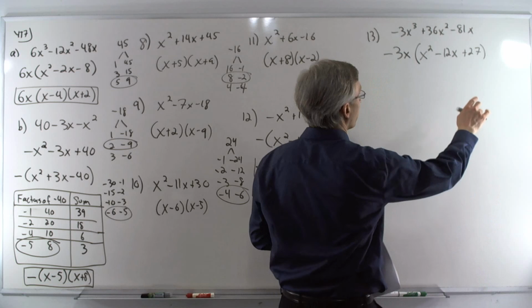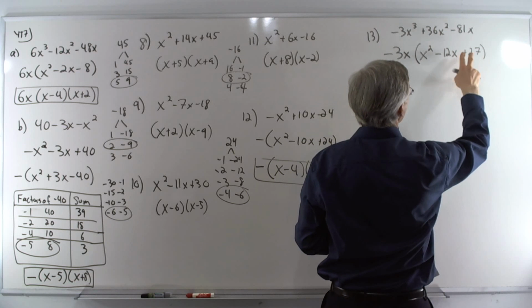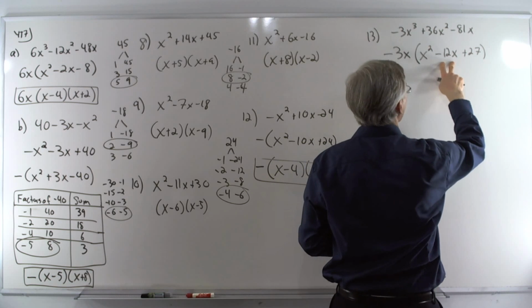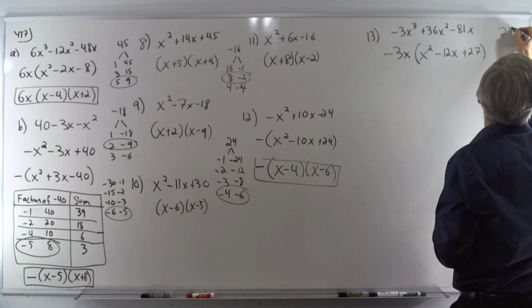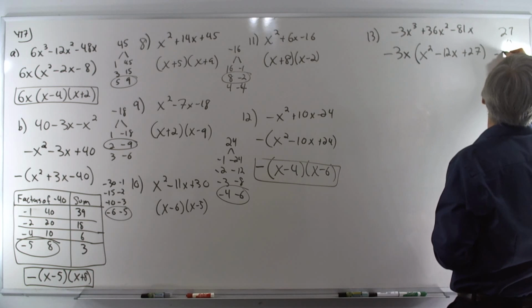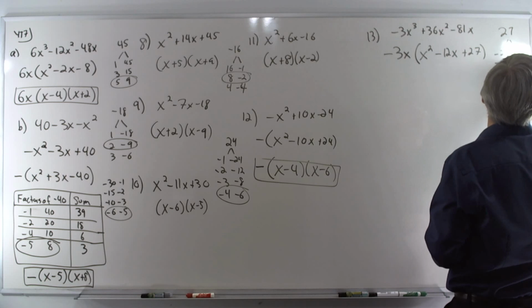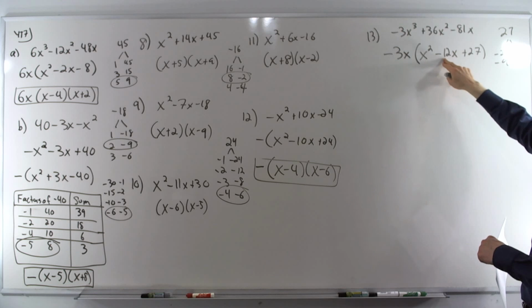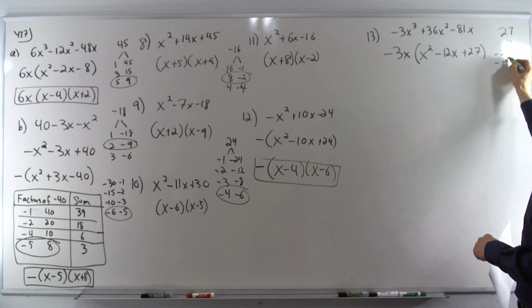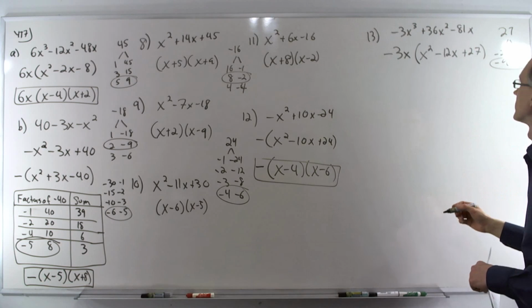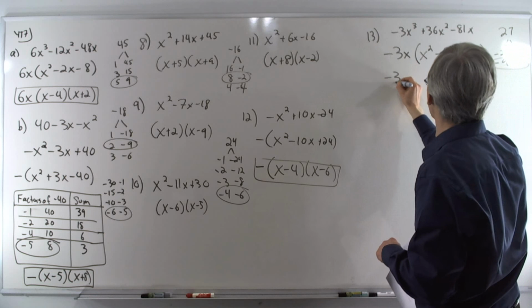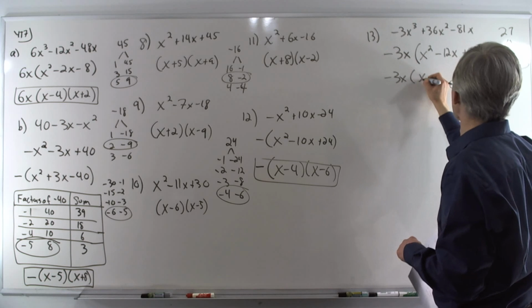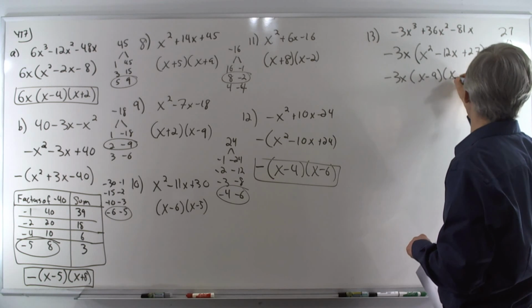All right, now we need two numbers to multiply to get 27 and add to get negative 12. All right, there's our factors made up of negative numbers, because that middle number is negative. Negative 9 and negative 3 are the two we're looking for. So we get negative 3x times x minus 9 times x minus 3.